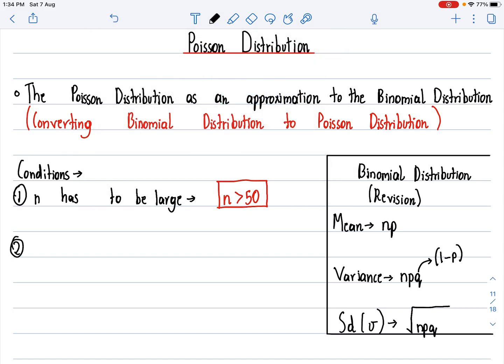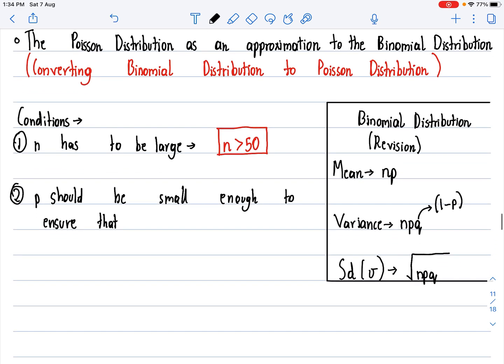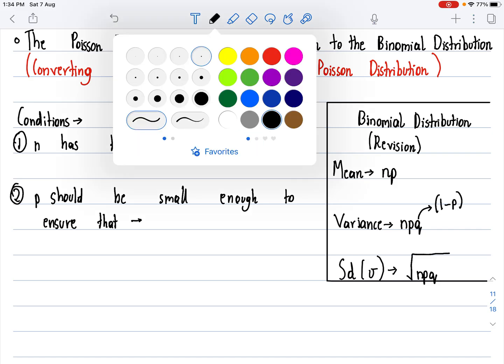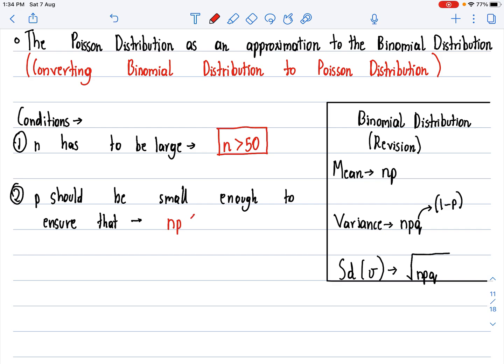Now the second condition is that p should be small enough to ensure that np, the numerical value, should be less than 5. So basically the two important conditions are n should be more than 50 and np should be less than 5. Obviously n and p will be given to you, as the question will first be in binomial distribution. Then you will have to convert it to Poisson distribution.